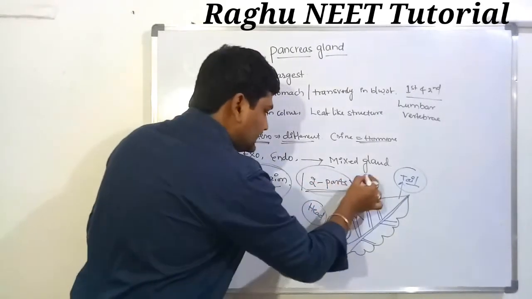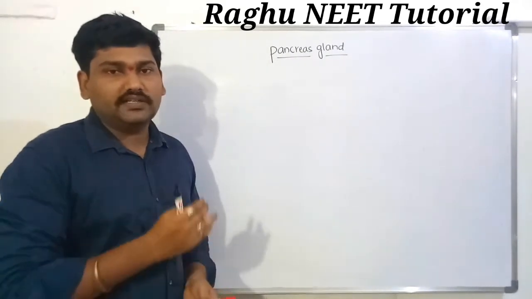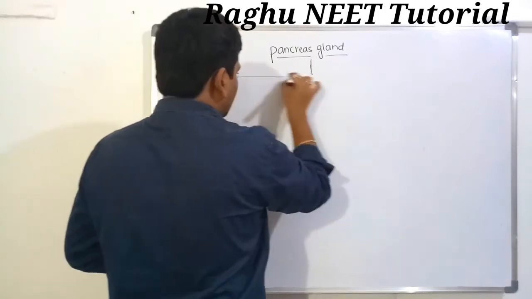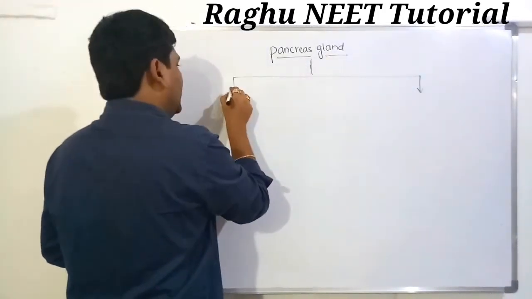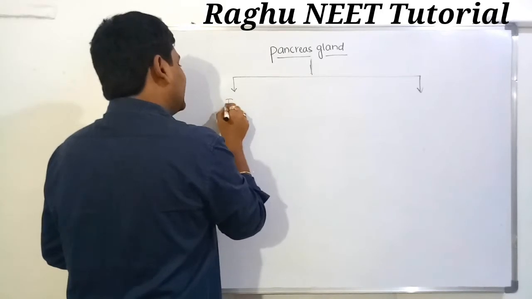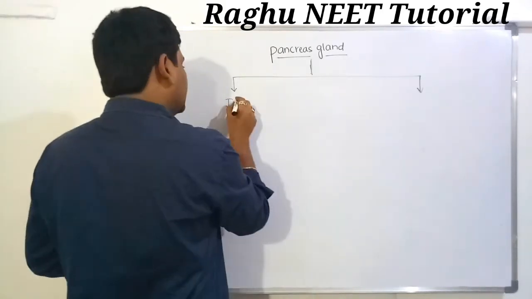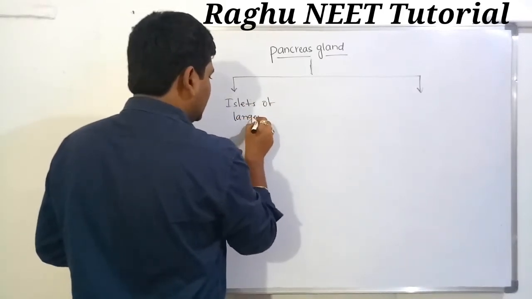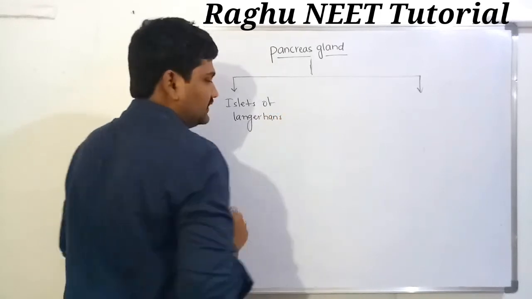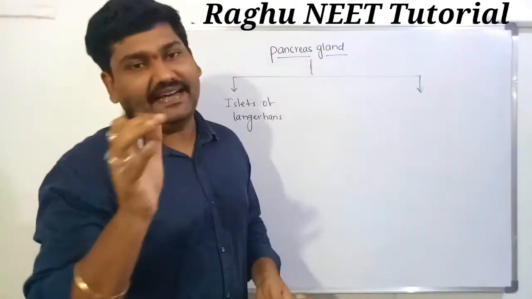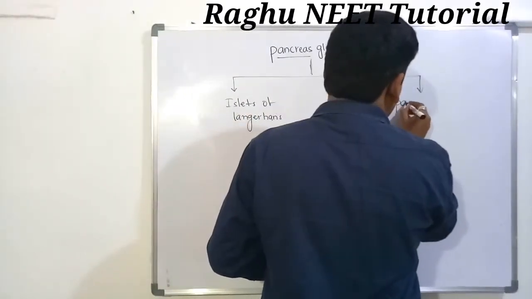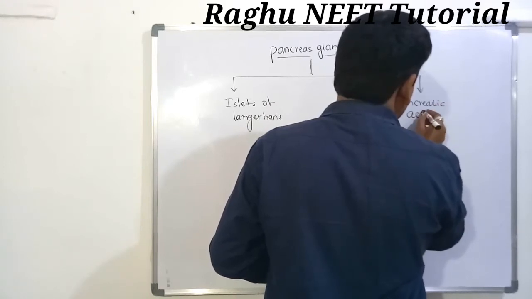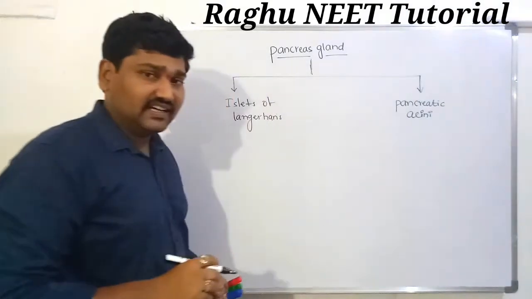Next, the pancreas can be divided into two parts: exocrine secretion and endocrine secretion. The first one is known as the islets of Langerhans. Very important. The second one is known as the pancreatic acini.